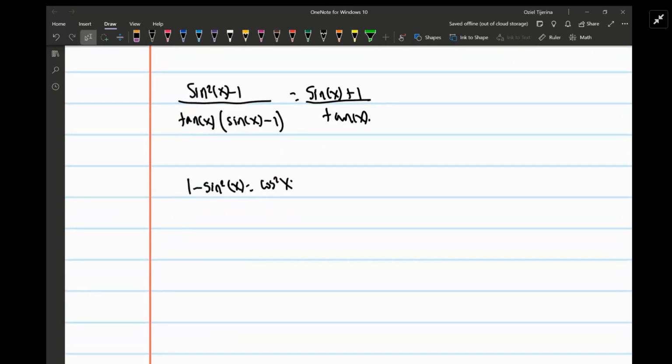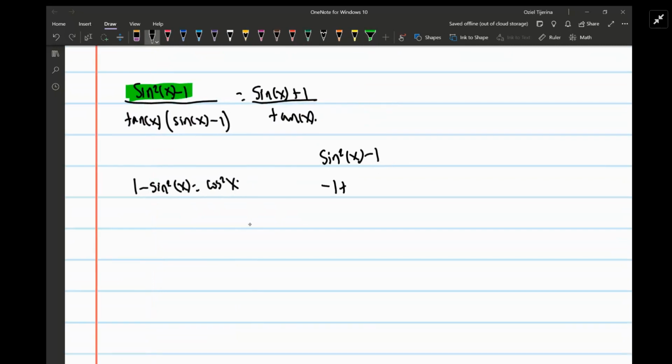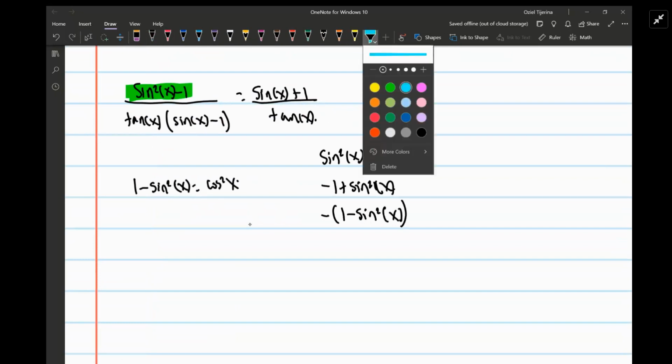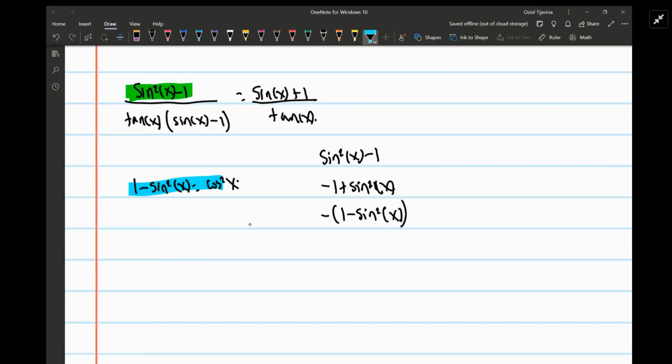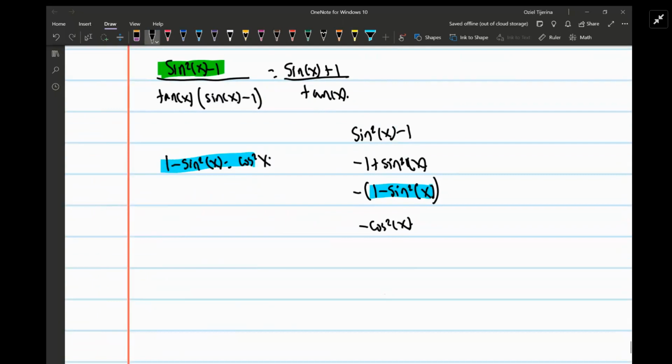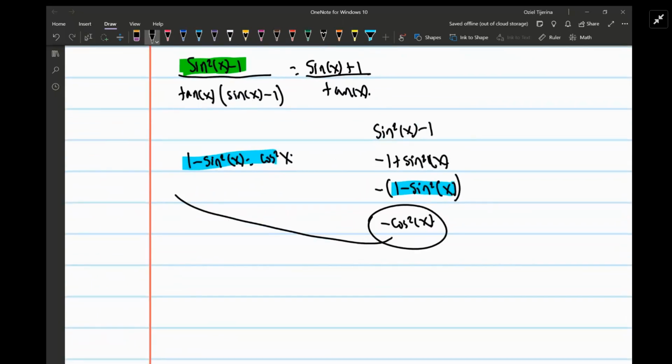So then if we look at this here, we know that sine squared x minus 1 is really negative 1 plus sine squared of x. And we can rewrite this as negative the quantity 1 minus sine squared of x, right? And like I said, we know that 1 minus sine squared x is cosine squared x, right? So this is really going to be negative cosine squared of x. So we can put that for this.